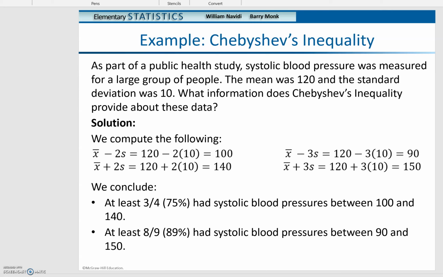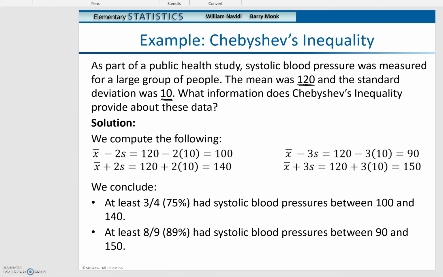Here's an example. As part of a public health study, systolic blood pressure was measured for a large group of people. The mean was 120 and the standard deviation was 10. What information does Chebychev's inequality provide about this data? So we know two things. The mean is 120 and the standard deviation is 10.